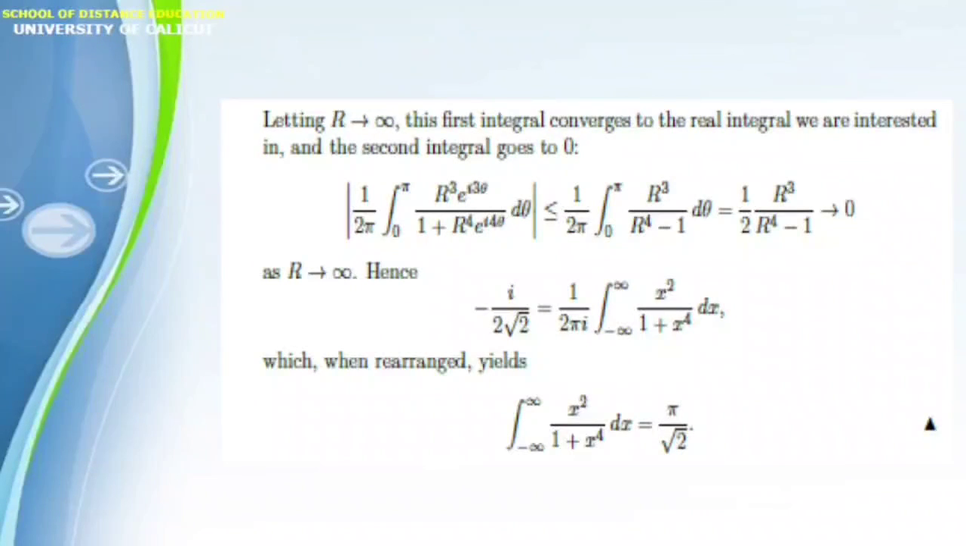Now letting r tends to infinity, the second integral, modulus of 1 by 2 pi integral 0 to pi r cubed e raised to i 3 theta by 1 plus r raised to 4 e raised to i 4 theta d theta, will go to 0 as r tends to infinity. And the other part will give you minus i by 2 root 2. The answer is equal to 1 by 2 pi i integral minus infinity to infinity x square by 1 plus x raised to 4 dx. So the integral value is 2 pi i into minus i by 2 root 2, that is pi by root 2.